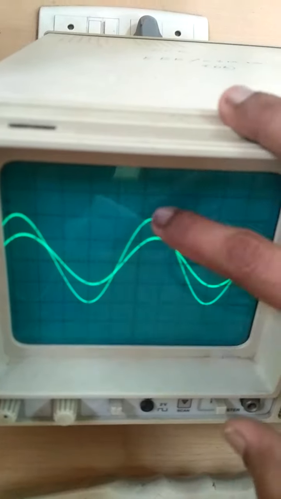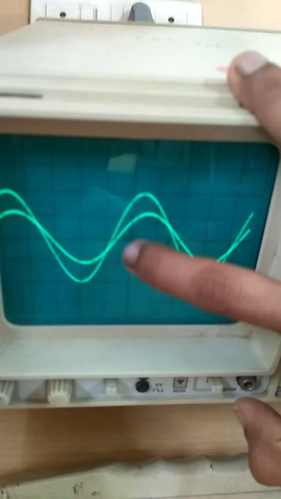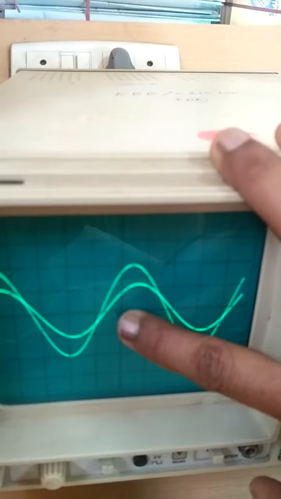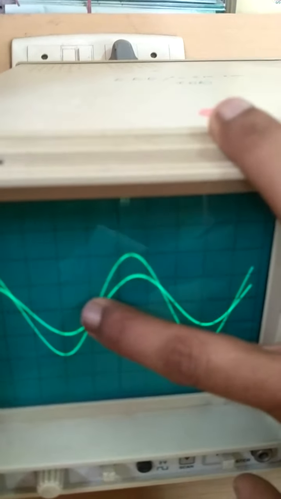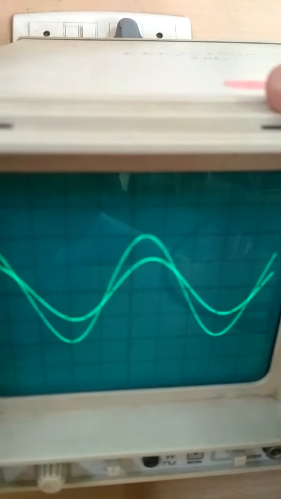Can you observe? This 4 volt peak to peak is the input, and the smaller waveform is the output. But the input is crossing the zero crossover first, and then the output. Means the output is lagging the input. So for the first half of the frequency range you will get lag.